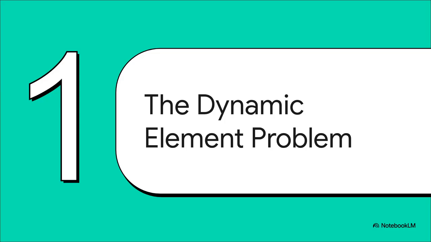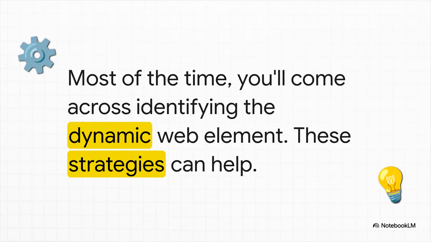And right at the heart of all that frustration is what we call the dynamic element problem. Seriously, trying to pin down these shifting, changing elements is probably one of the biggest headaches in all of automation. But hey, don't worry, we're about to learn a fantastic strategy to finally conquer it. And because this is such a common roadblock, mastering the right way to select things is absolutely crucial if you want to build tests that actually last. So let's dive in and look at the tools that are going to help you do just that.